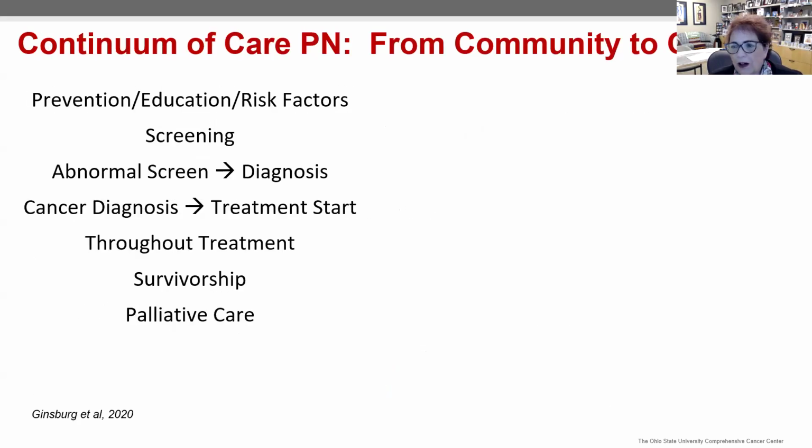So we call our navigation Wayfinder, as I said, but Wayfinder does what's called continuum of care patient navigation from the community to the clinic. So in the community, we talk about prevention, education, risk factors, the need for screening. And if folks have an abnormal screen, we make sure to get them in for diagnosis. If they've been diagnosed with a cancer, get them in to start their treatment. And we are with them throughout treatment into survivorship or palliative care.